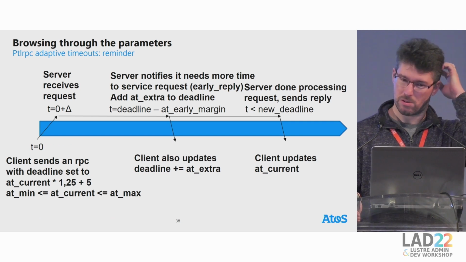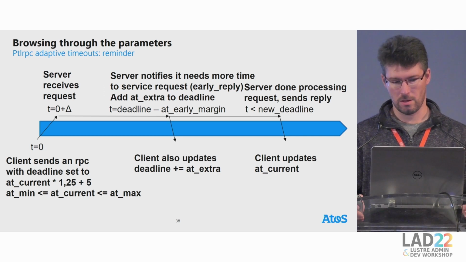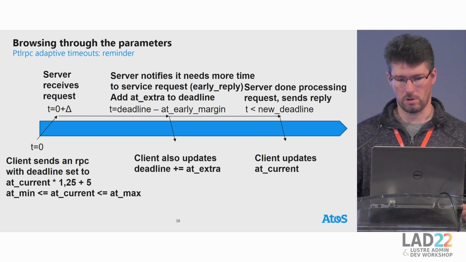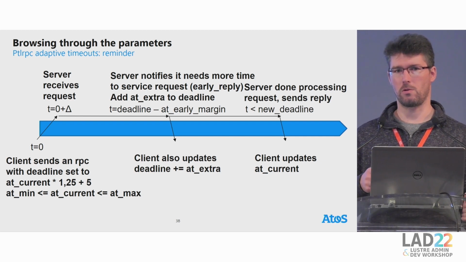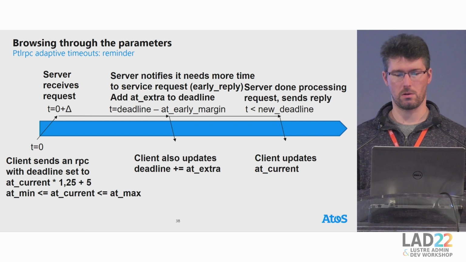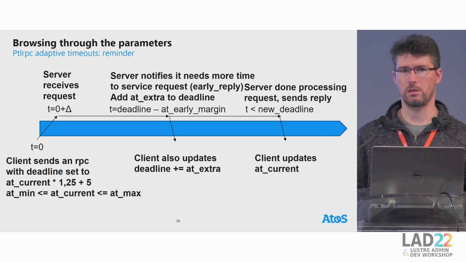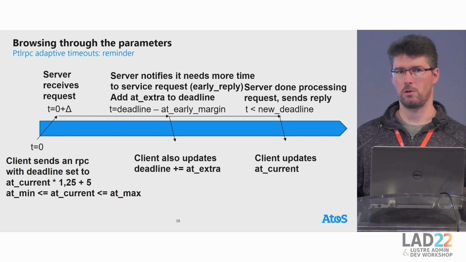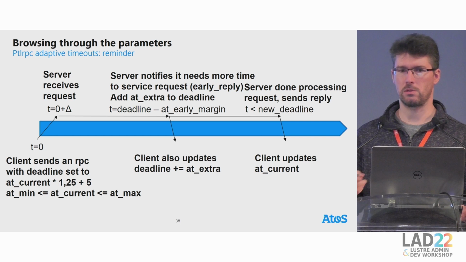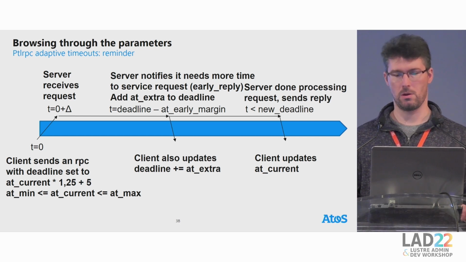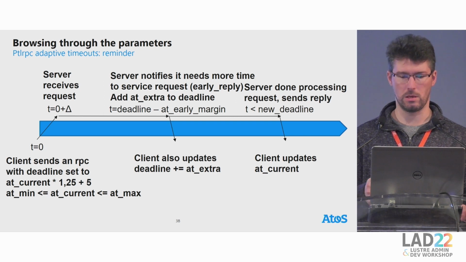Then comes the adaptive timeout. I will try to be quick. In short, the adaptive timeout works so that the server is able to notify the client, a bit before the deadline of an RPC, that it needs more time to be processed. It sends what is called an early reply, asking the client to extend the timeout by a certain value, which is the AT extra. It repeats this process until the RPC is either processed or we reach the AT max value.